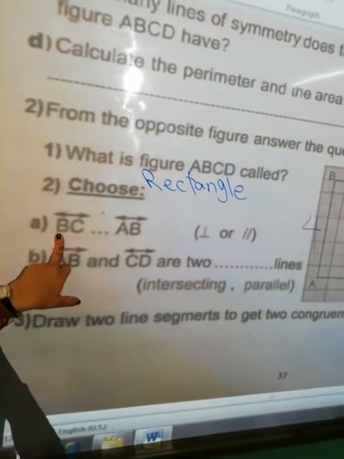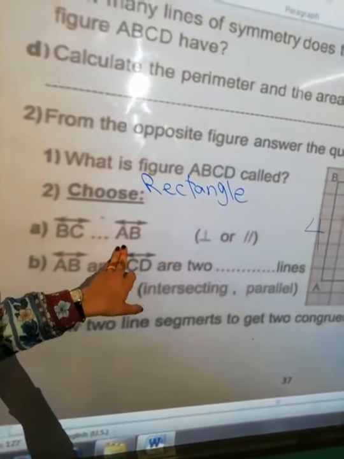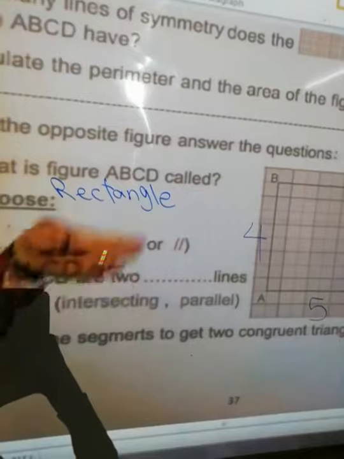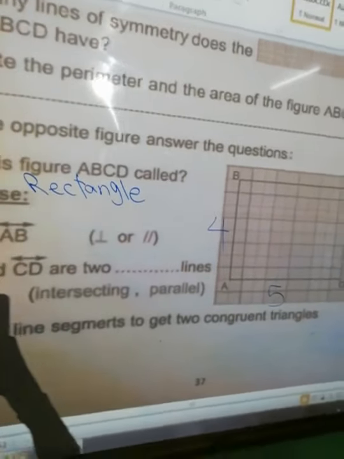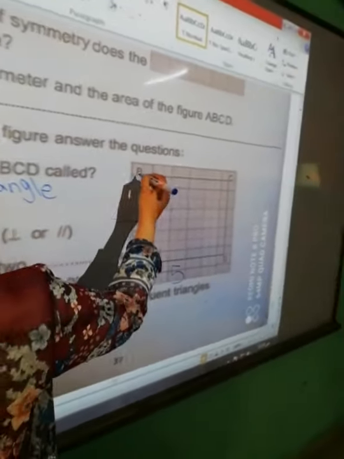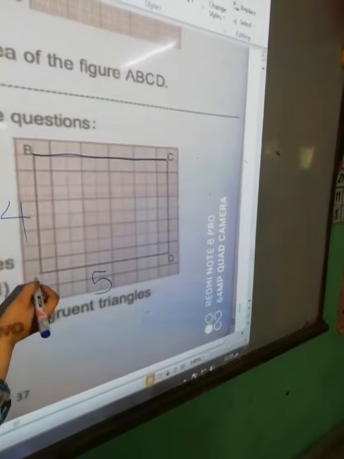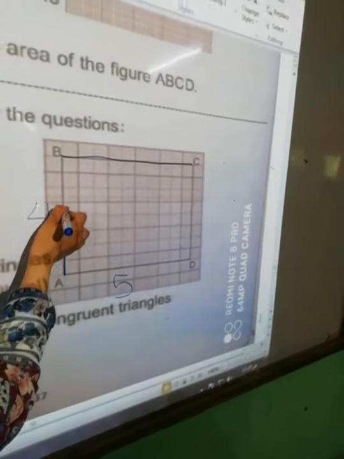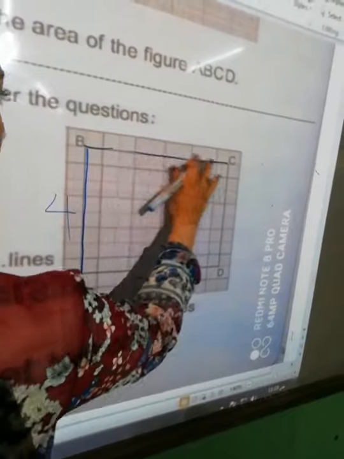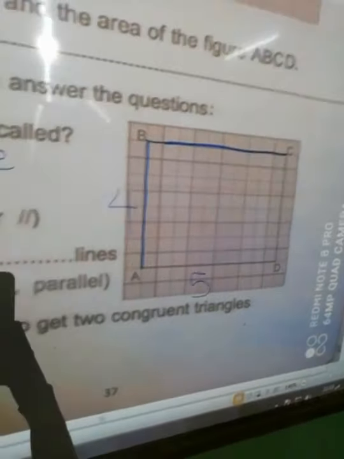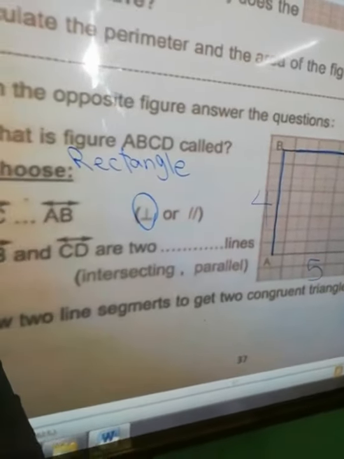Choose. B, C, A, B. Look here, Junior. B, C, it's perpendicular or not? Look, B, C and A, B. Yeah, this is perpendicular. So, make a circle.